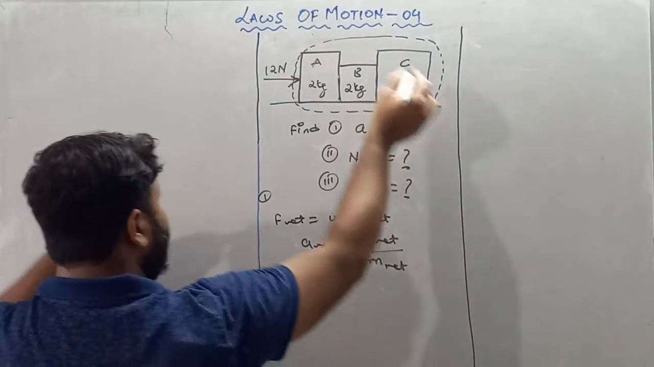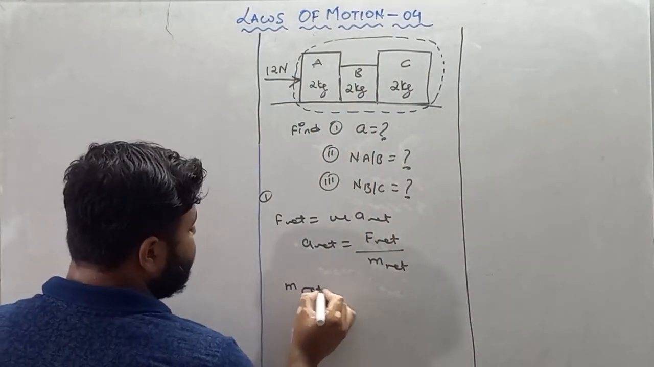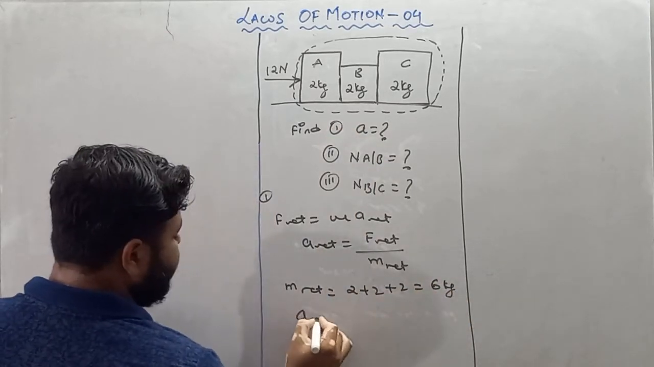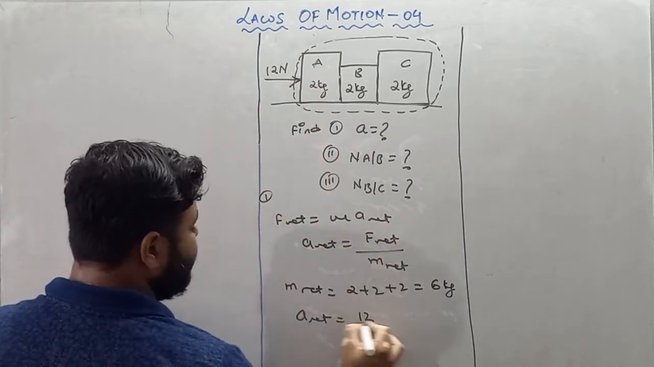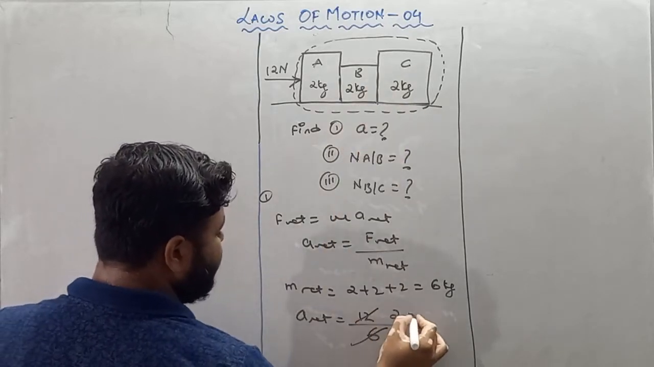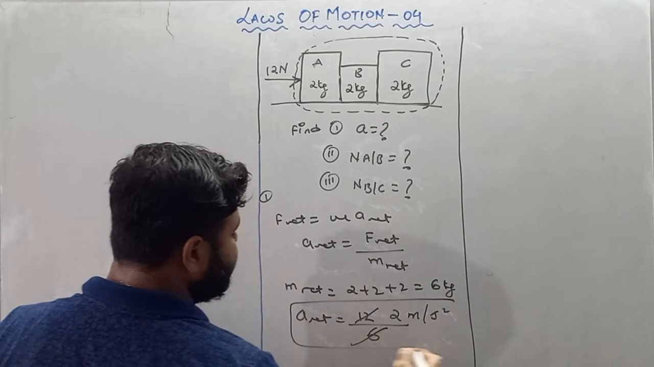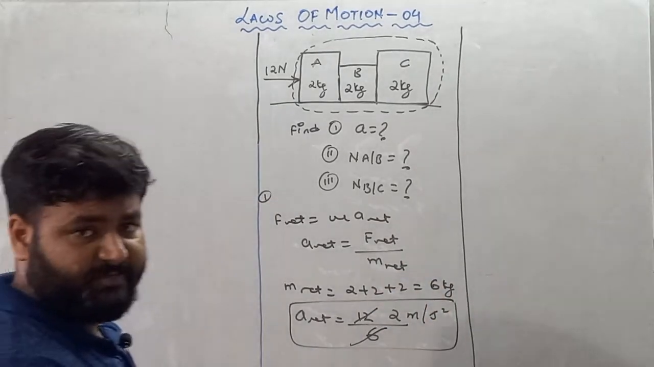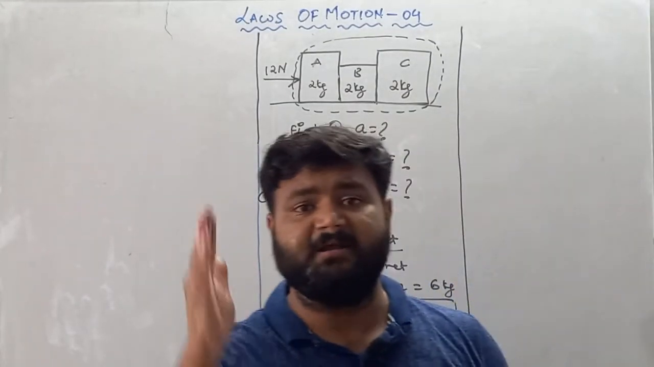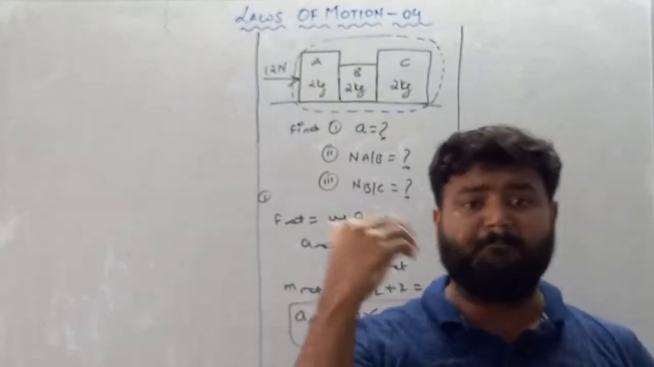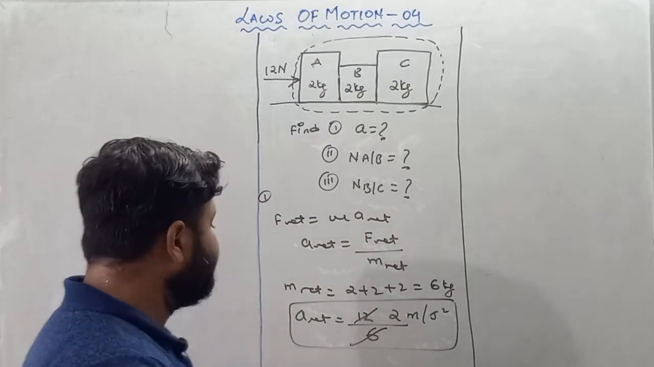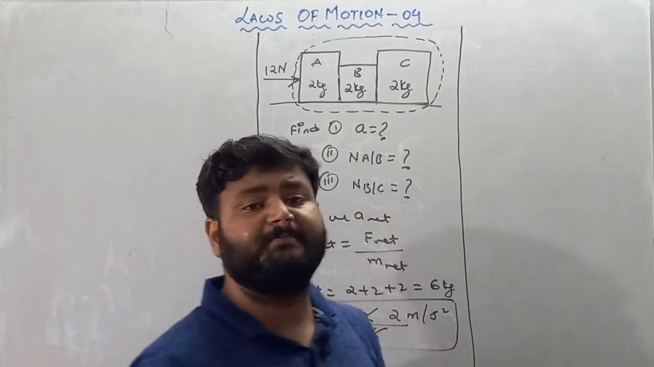So if I am considering all the 3 blocks to be a single block, then M net can be written as 2 plus 2 plus 2, it is 6 kg. So a net is equal to F net, which is 12 Newton, upon net mass, 2 plus 2 plus 2, which is 6. So 6 2s are 12. So acceleration is 2 meter per second square, my dear student. So this is the shortest method to find acceleration. You have to consider all the 3 blocks to be a single block, apply the formula F net is equal to M net a, and you will get your answer. Net acceleration is 2 meter per second square.